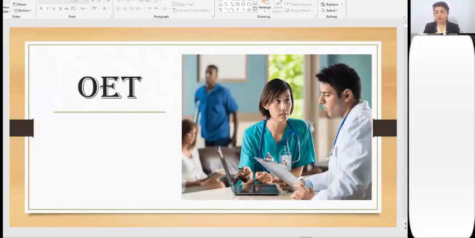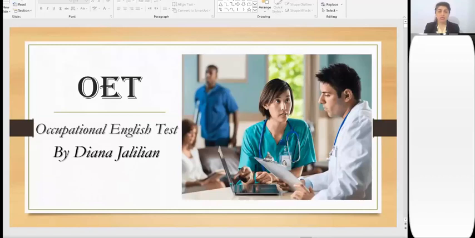this is the first day of our course. We will study and we will practice OET, and we will know what the Occupational English Test is in detail.